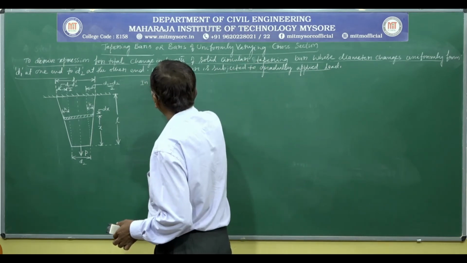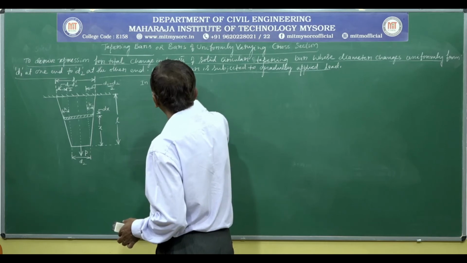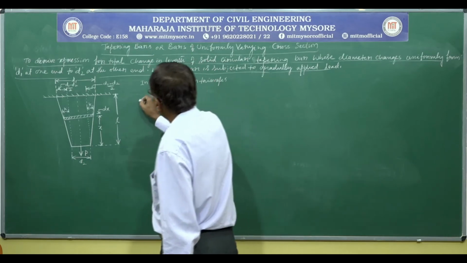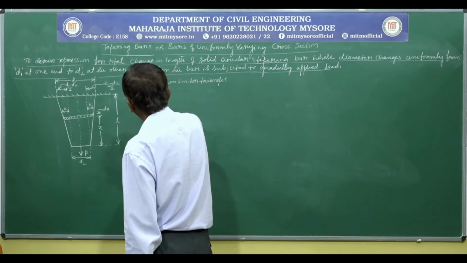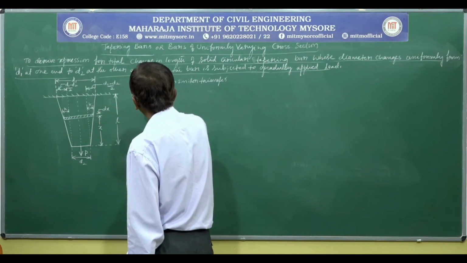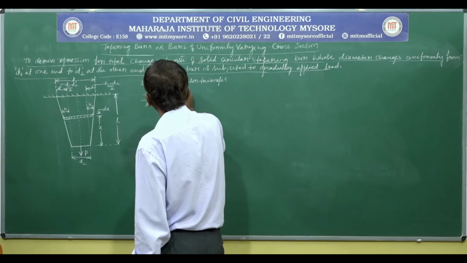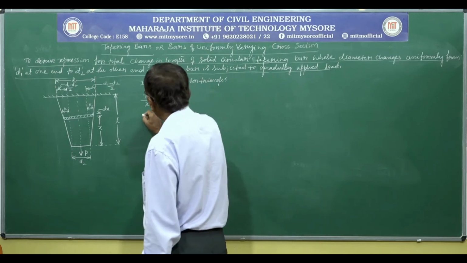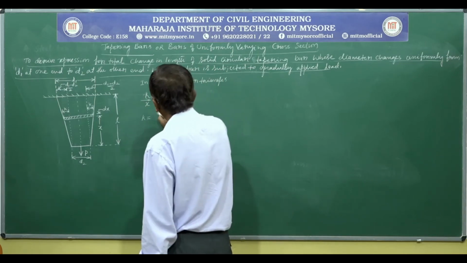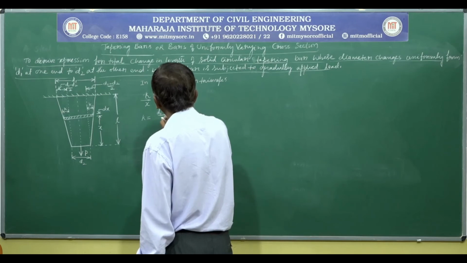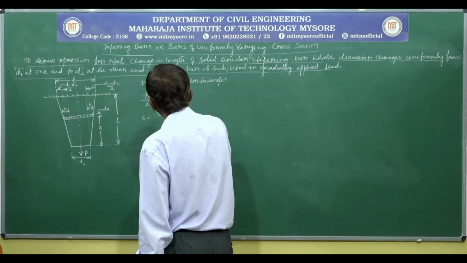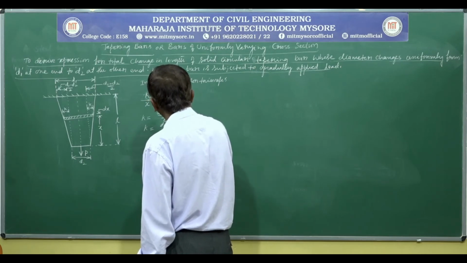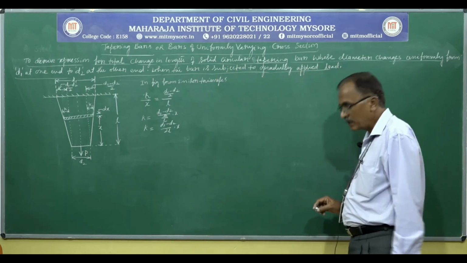In figure, from similar triangles, k by x from similar triangles again, k by x is equal to (d1 minus d2) by L by 2 by L. Therefore, k is equal to (d1 minus d2) by 2L into x. So this is a fractional diameter k.